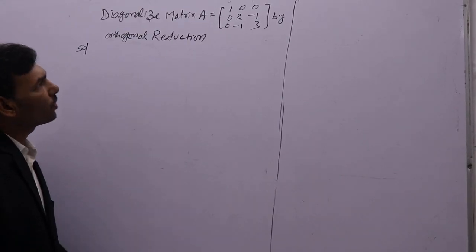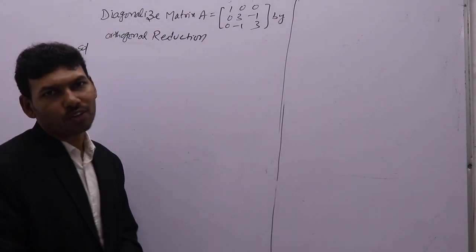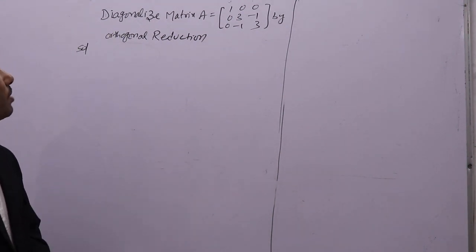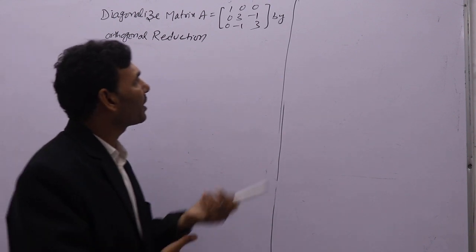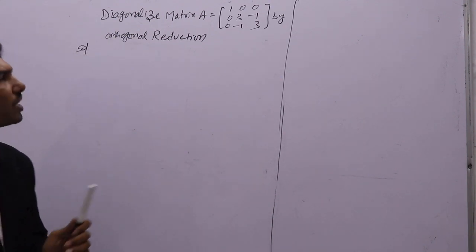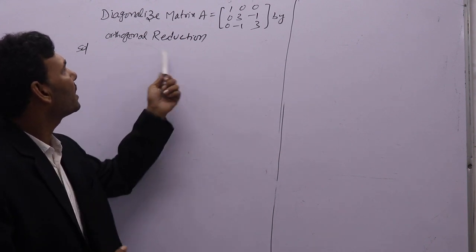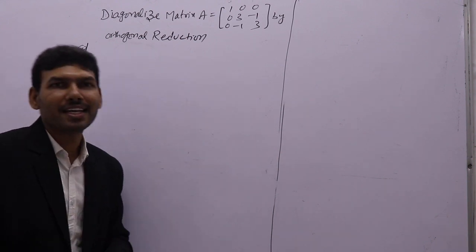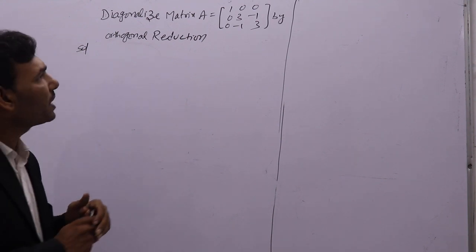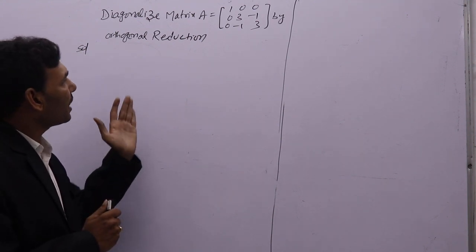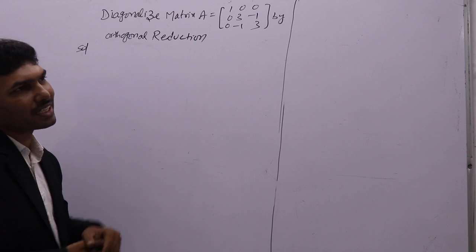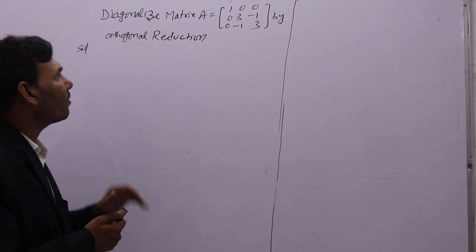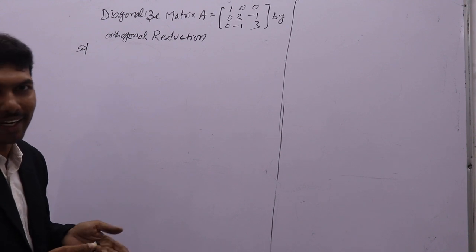So next, we are going to diagonalize the matrix by using orthogonal reduction. In the previous problem, we diagonalized the matrix simply, without the orthogonalization technique. Now I am going to diagonalize the matrix using the orthogonalization technique. The difference is that here we are going to make the P matrix an orthogonal matrix. Whenever P is orthogonal, P transpose will be equal to P inverse. In the previous case we evaluated P inverse; here, instead of calculating P inverse, we are going to find P transpose.